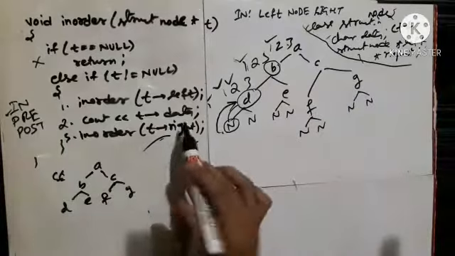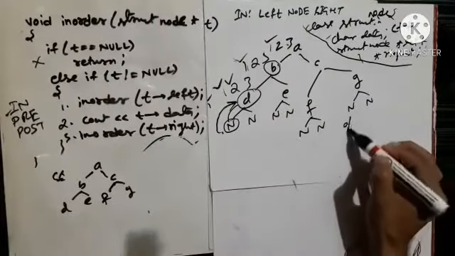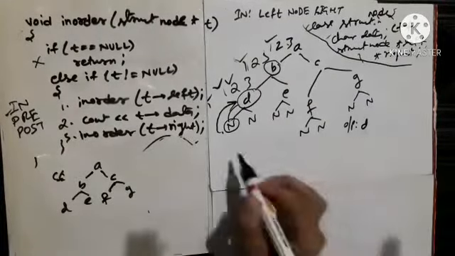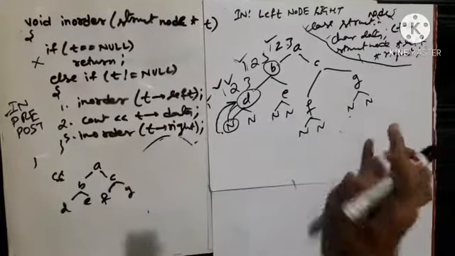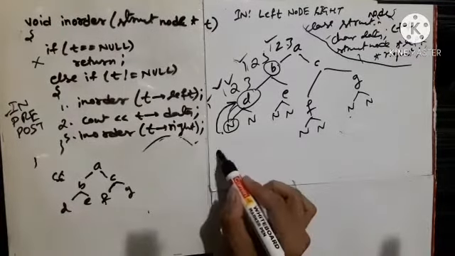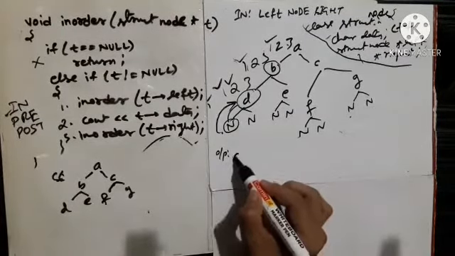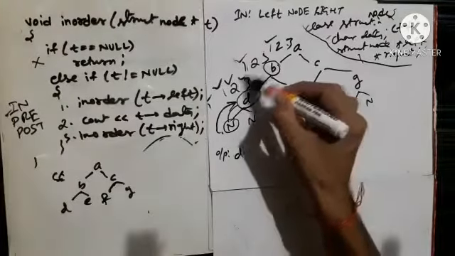It says cout t ka data is already d. So in the output section I am writing here, it will print d. Now it has executed statement 2, now it will execute 3.